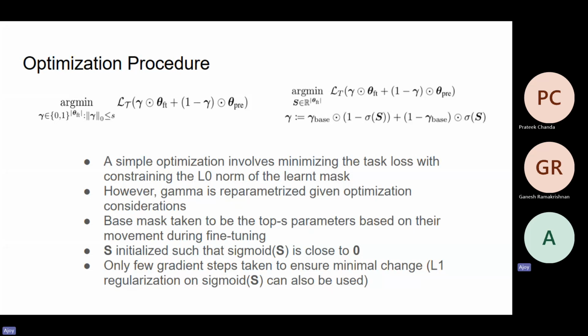Yeah, maximal change, because we are thinking that the parameters which change the most are going to contribute to the learning of that skill. Not all.